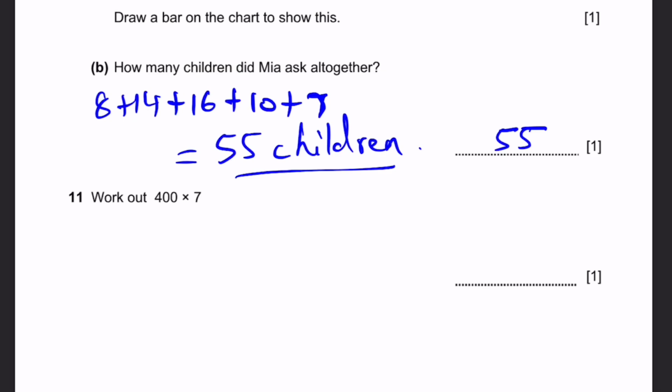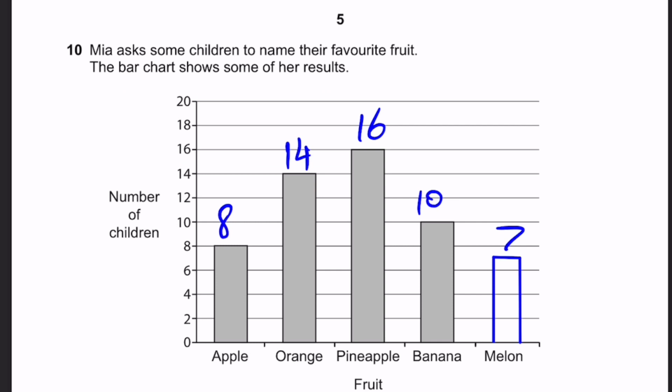Question 11. Work out 400 times 7. This is quite a straightforward question. If we just do that properly, you'll get 2,800. That's the answer.